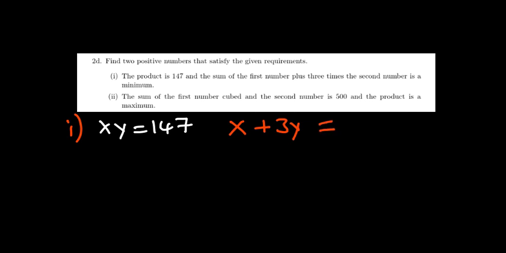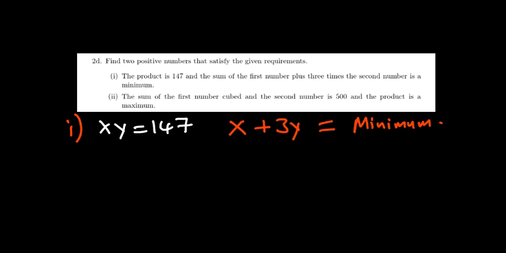Take note of that. The sum of the first number plus 3 times the second number is a minimum. So I have to find these two positive numbers. Okay, so now you've seen the point. Since it is a minimum, that is the equation you're going to focus on with differentiation, right? So the sum is a minimum.